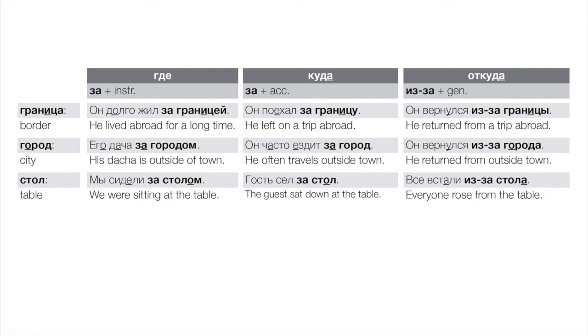Well, let's start over. So stol is a table, obviously. And in Russian, the idiom for sitting at the table is sitting behind the table, right, which makes sense, I guess? So if you're behind the table, sitting there, that's где мы сидели за столом. We were sitting behind the table. If you sit into that position, again, we're moving into the position behind the table. За plus accusative. Гость сел за стол. Okay, so again, check your book.